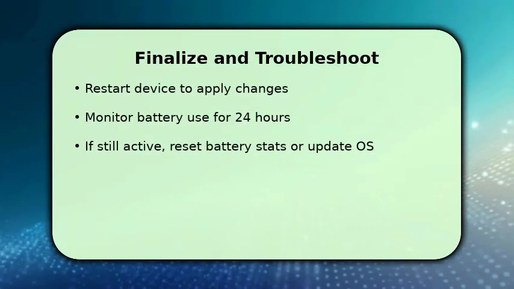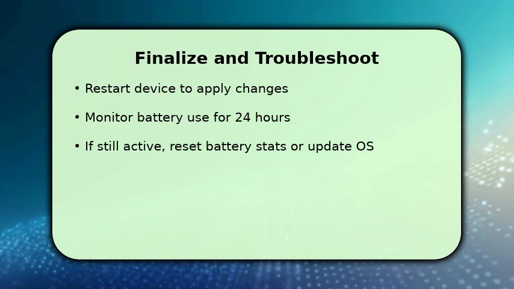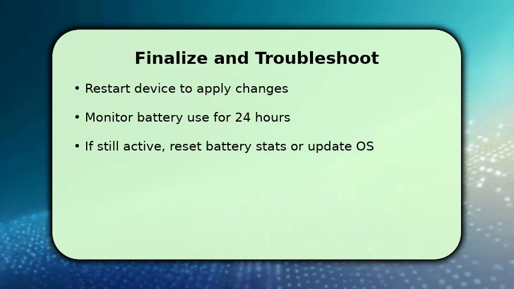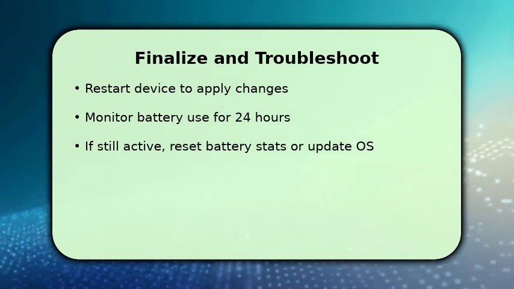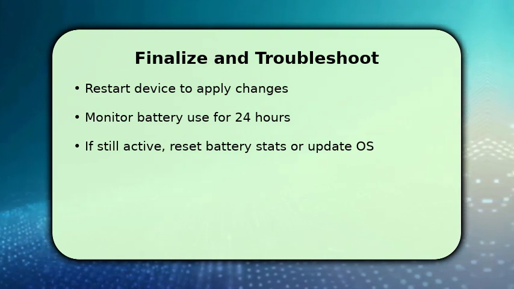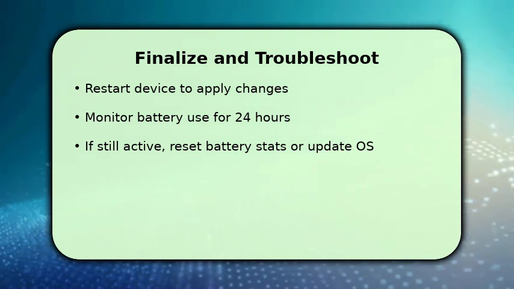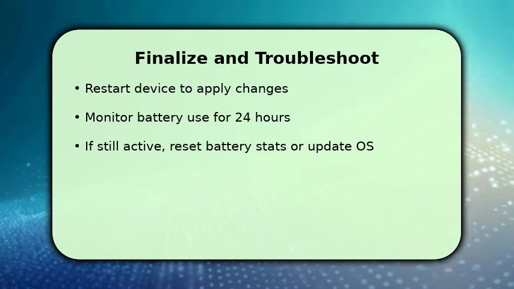Finish by restarting your device to ensure all settings take effect. Reboot often clears lingering power states. After restart, monitor battery use and app behavior for 24 hours to confirm Battery Saver stays off under normal conditions.